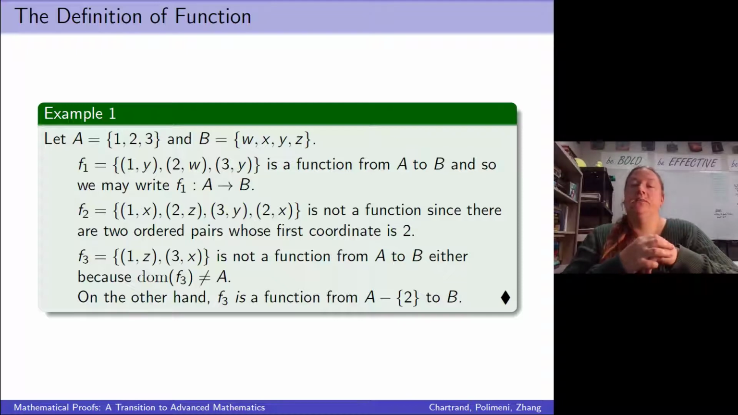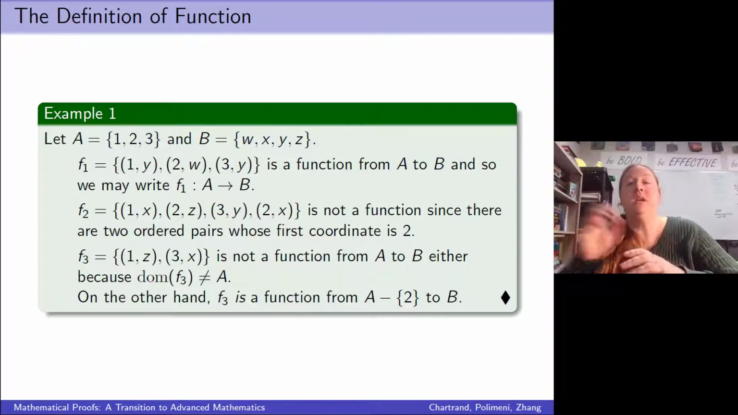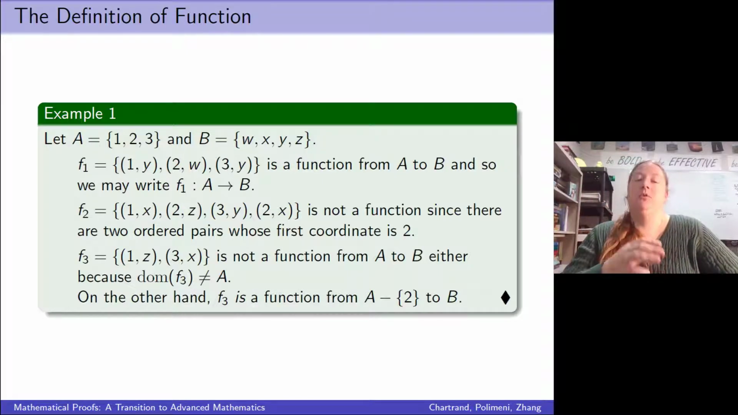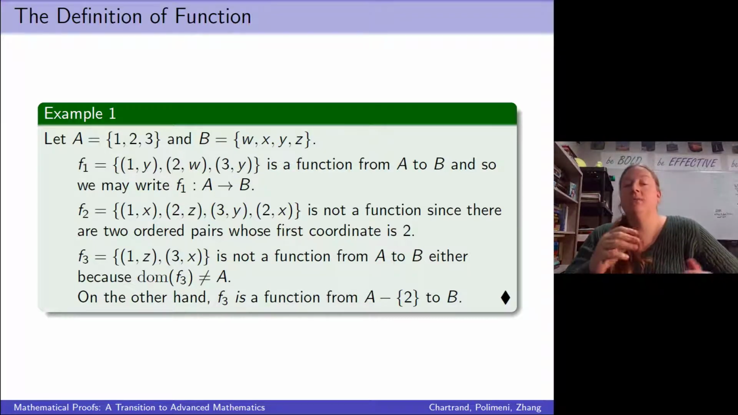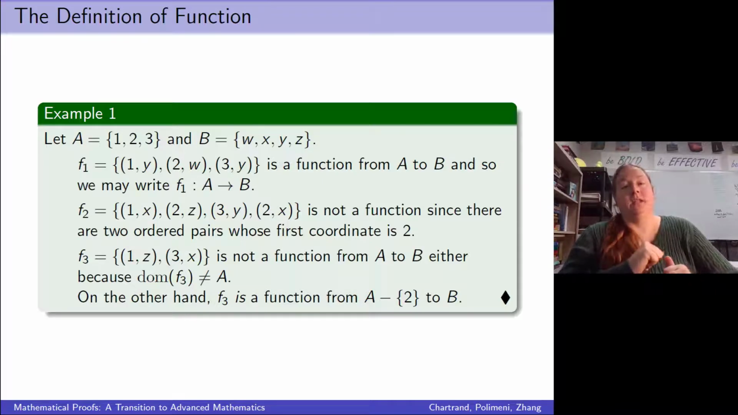Now let's take a look at an example. So I have a set A that consists of the elements 1, 2, and 3, and a second set B that consists of the elements w, x, y, and z. Now, if I define a relation f1 as being the set of ordered pairs (1,y), (2,w), and (3,y), this is a function from A to B, so we can write it using our function notation. It's a function because the elements 1, 2, and 3 that are my set A each appear exactly once in my relation.